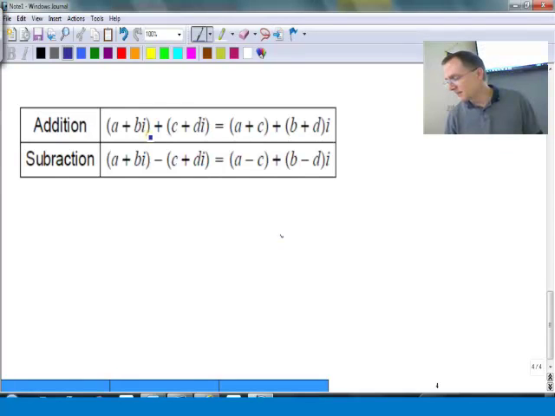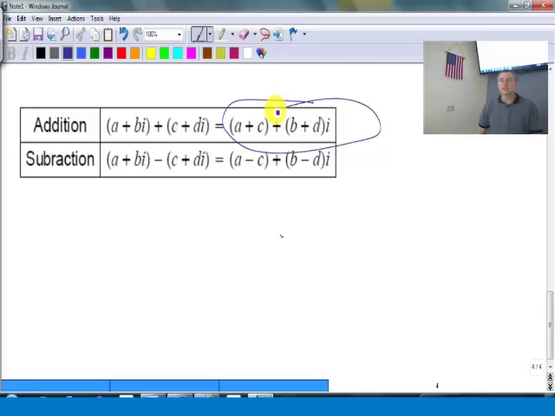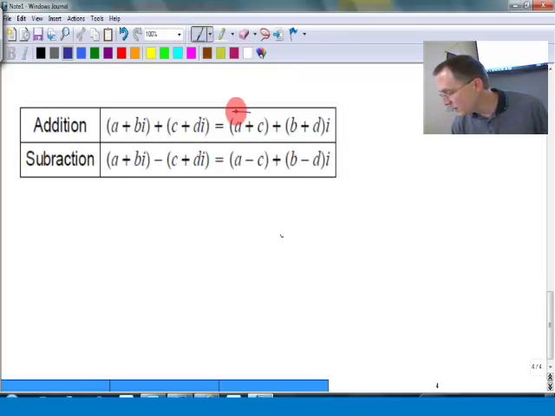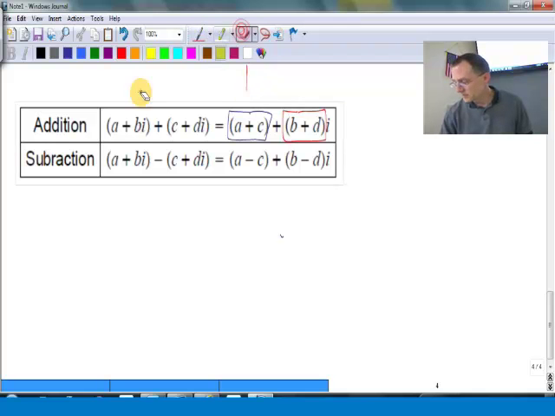If we add a couple of complex numbers, a plus bi with c plus di, we will get a complex number as the answer. The set of complex numbers is closed under addition. That answer will have a real part and an imaginary part. And if we can figure out how to come up with the real part, how to come up with the imaginary part, then we know how to do this.